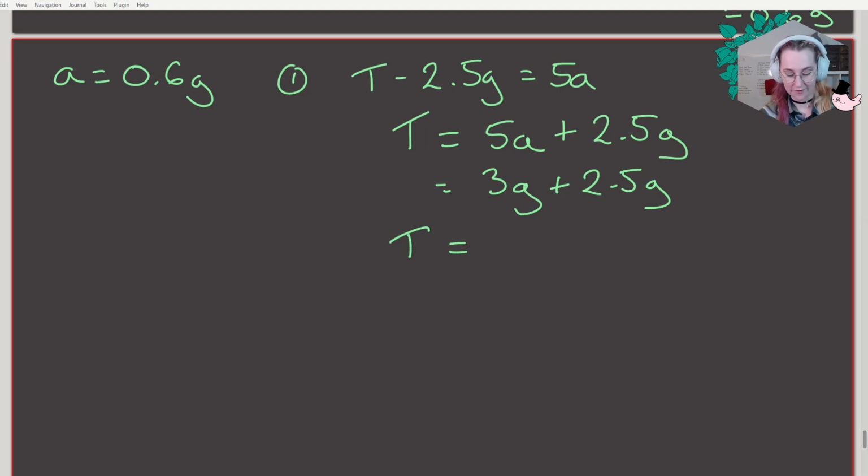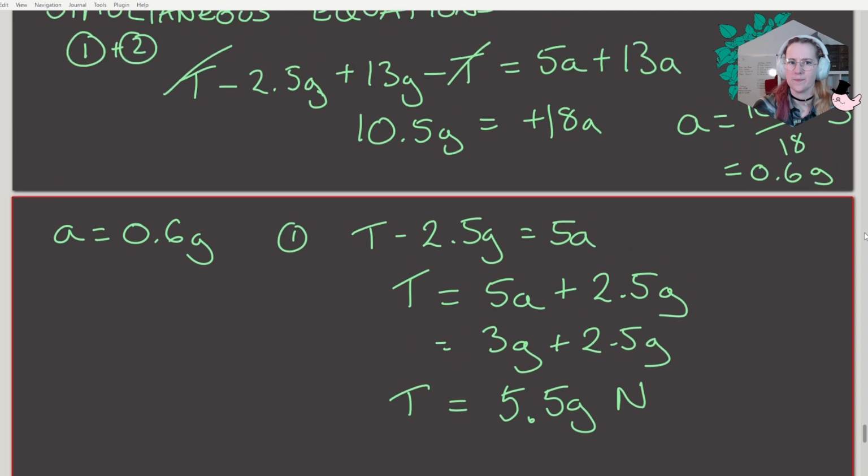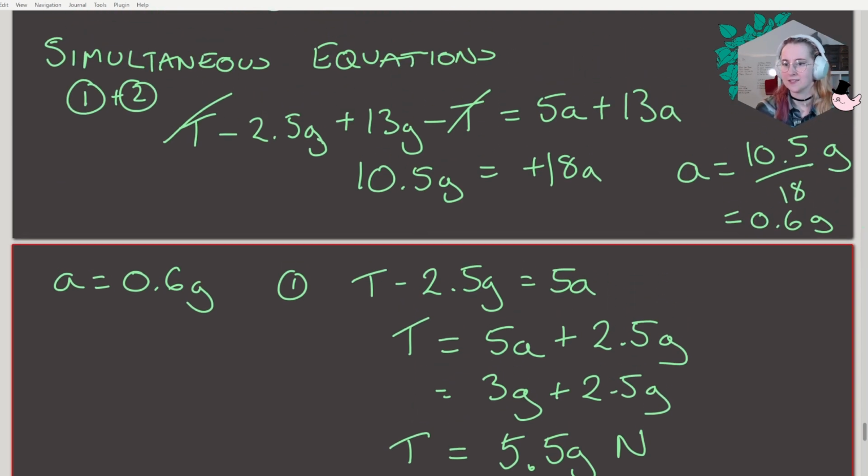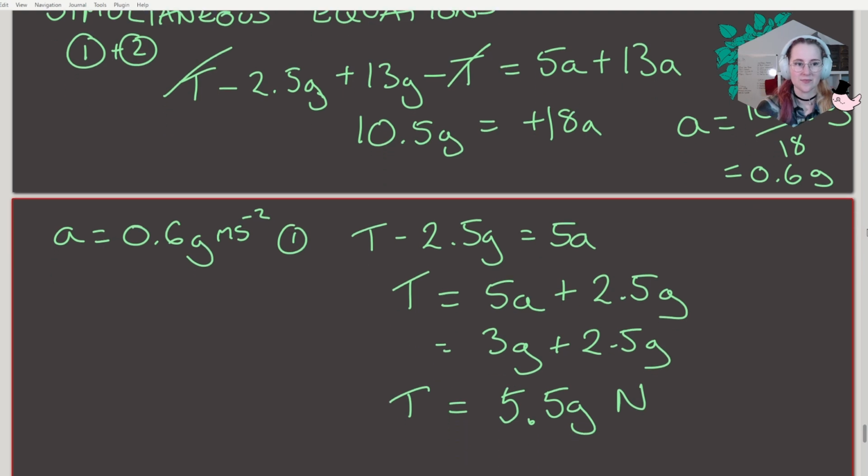I'm literally using a calculator for everything now. I don't trust myself. The tension in the string is 5.5g newtons. 11.5? No. I think I'm right. And this is meters per second squared. Which, if anyone was curious, this is about 53.